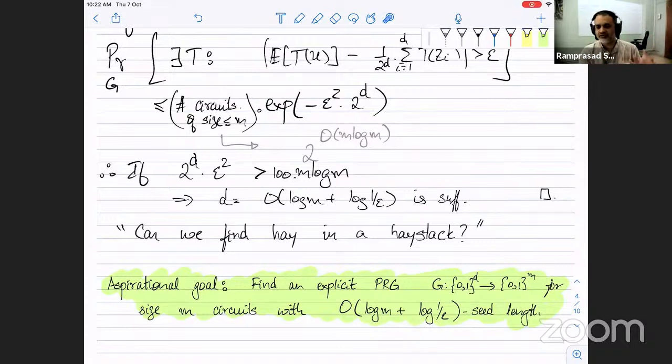Similar to the fact that we wanted to get expander graphs, and we said that random graphs achieve a certain threshold. We called that Ramanujan. And then we said, okay, can we get Ramanujan graphs? That's what we are trying to get.